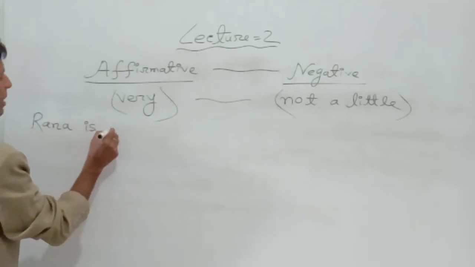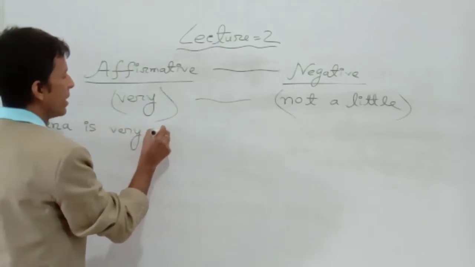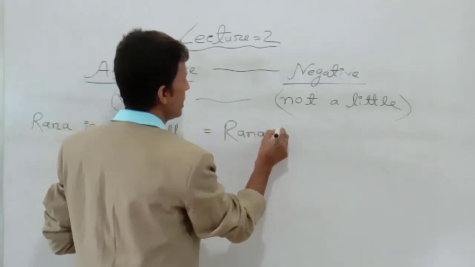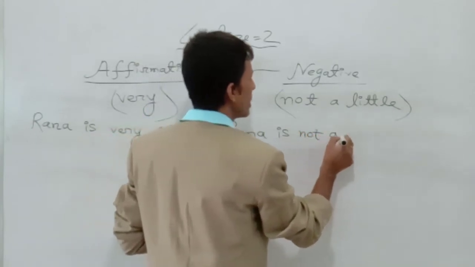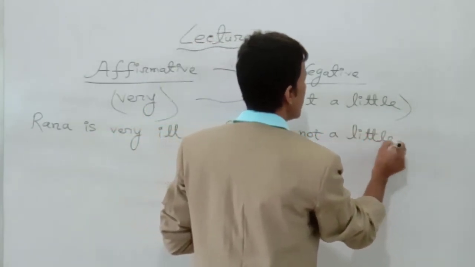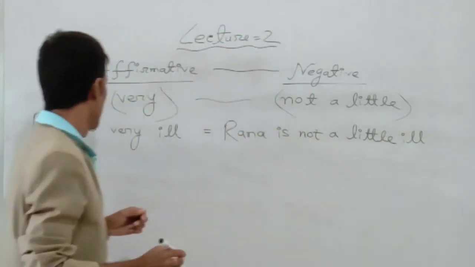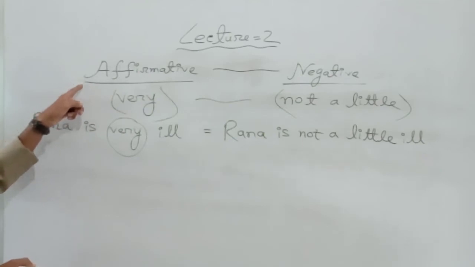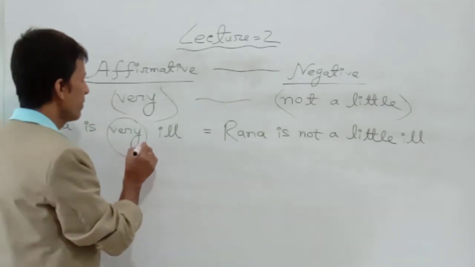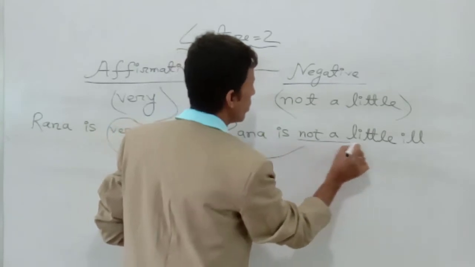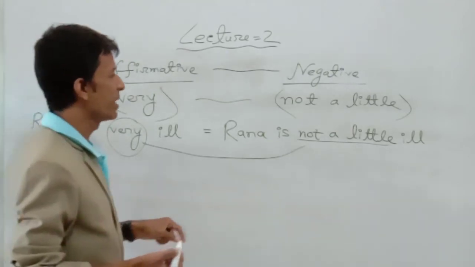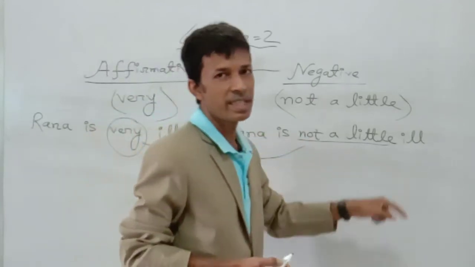Rana is very ill. Rana is not a little ill. So, very has been written here for the implication to the affirmative sentence, and this kind of very is easily transferred into not a little. This is the example from affirmative sentence, and the example from negative sentence is Rana is not a little ill.